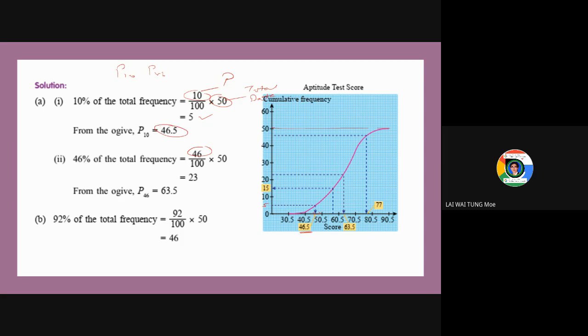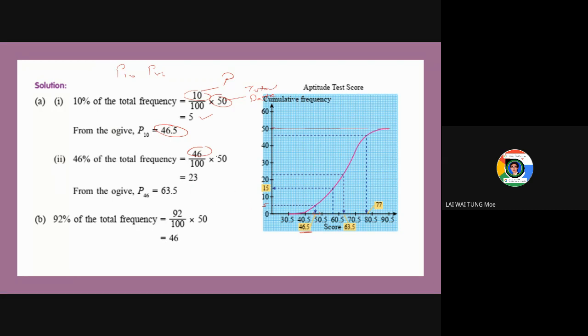So just read from your ORGIF. In other words, you have to make sure your ORGIF is drawn correctly. If your ORGIF is wrong, then all of these percentiles or quartiles will be wrong because your graph was already constructed wrongly. You have to make sure that your ORGIF is very smooth. Once you don't draw it in a smooth manner, if you go here and there, the value will be slightly different, your answer will be slightly different. And if your ORGIF is completely off, of course this value will be totally wrong.